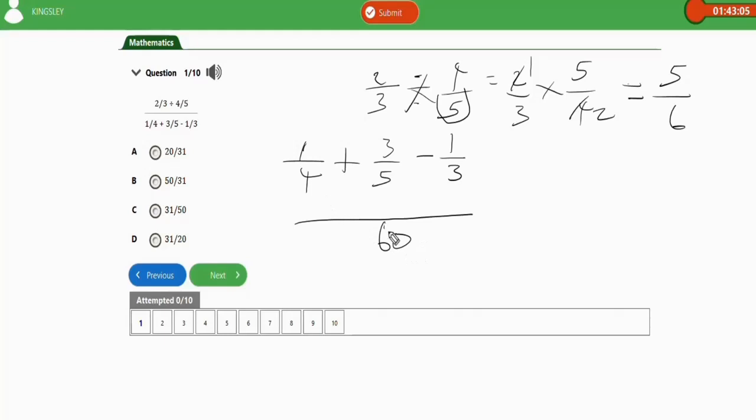Now 4 into 60 will give us 15, so 15 times 1 will give us 15, plus 5 into 60 will give us 12, 12 times 3 will give us 36, minus 3 into 60 will give us 20, and 20 times 1 is 20.